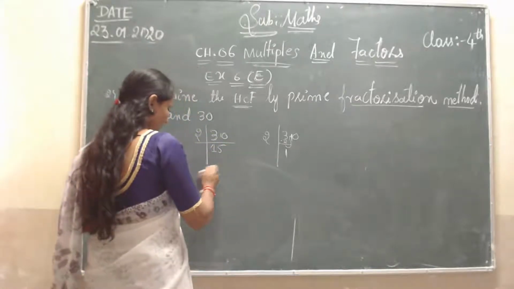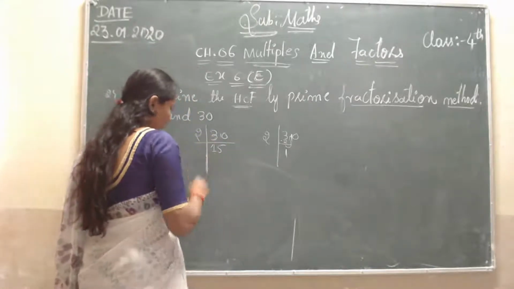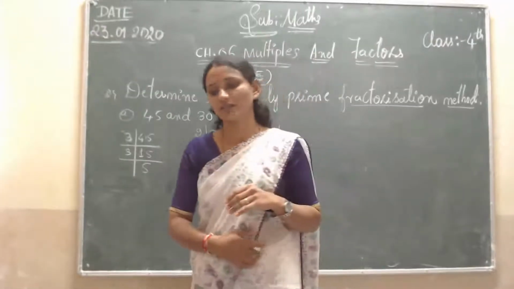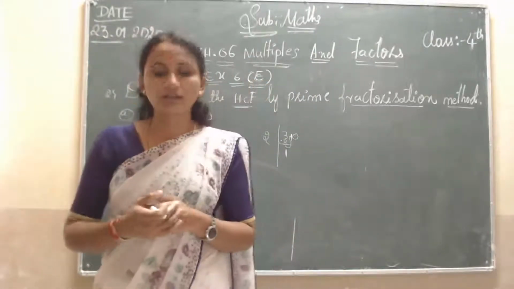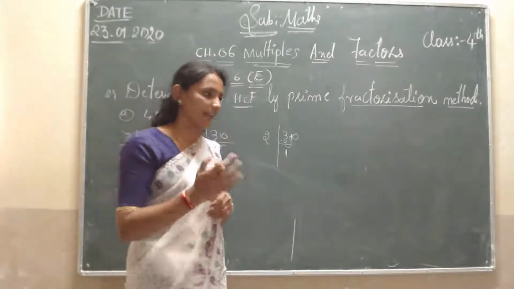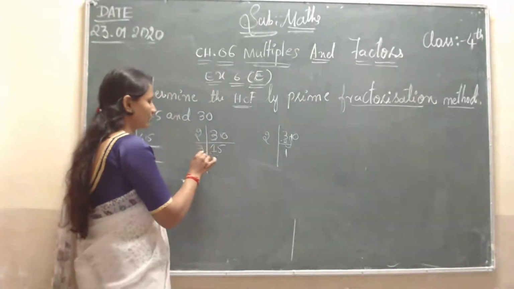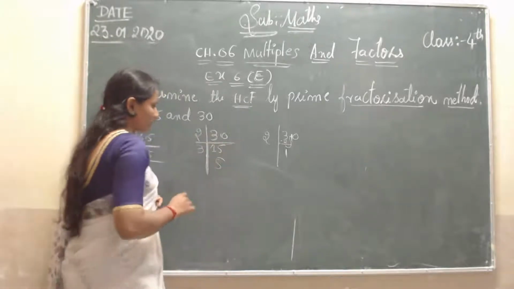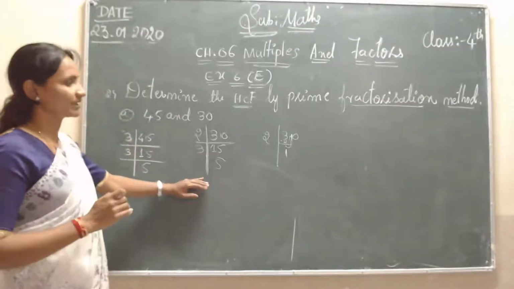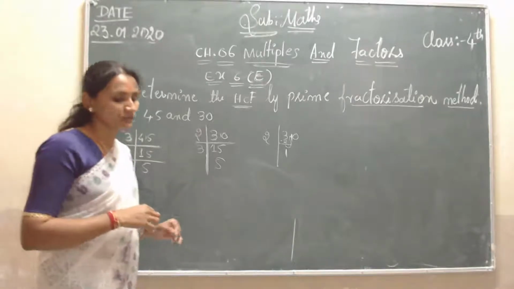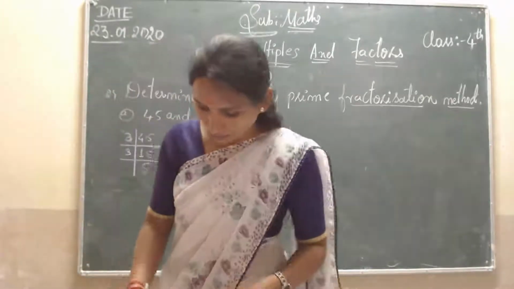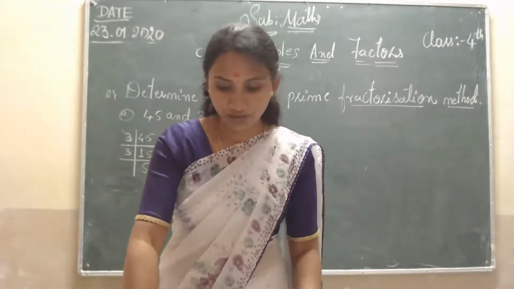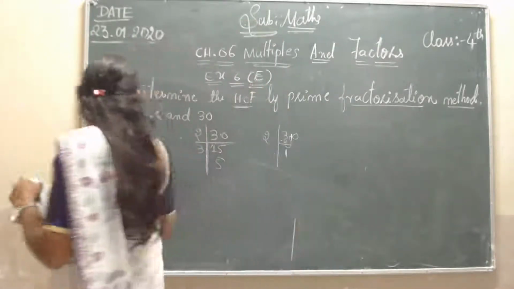So next. Students, 15 is not divisible by 2. So next number you have to take, the next number you have to take is 3. 3 5s are 15. So 3 5s are 15. So students, this is the factorization method. So now, what is the sentence? First you have to write the prime factorization of 45.